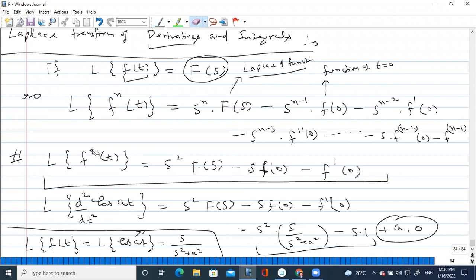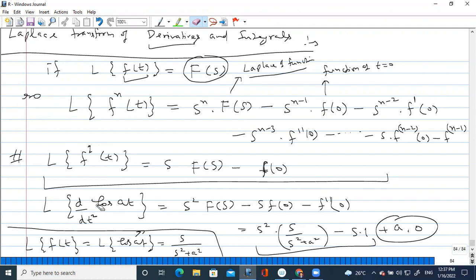Okay, suppose this is f dash of t, so now what will be the formula? It will be s F(s) minus directly f(0). That's it. For f'(t) it will be sF(s) minus f(0). If you find somewhere that a single differentiation is there, then you can solve it like this, sF(s) minus f(0).